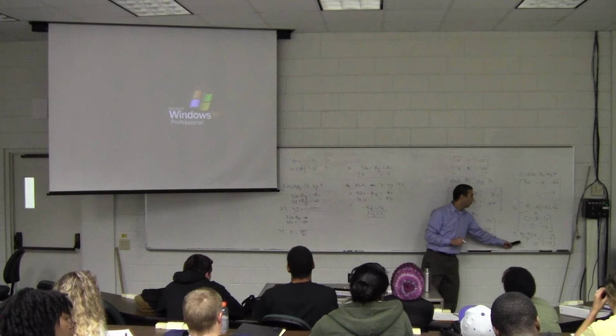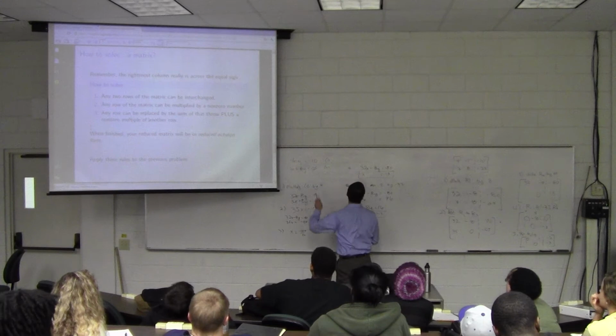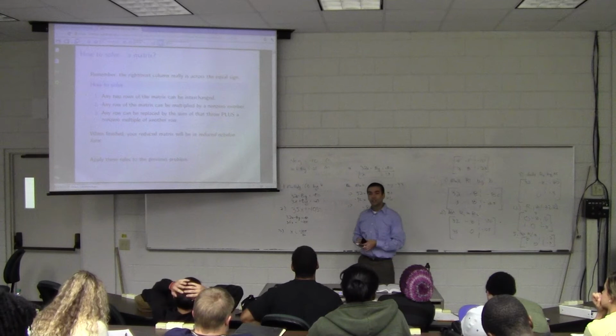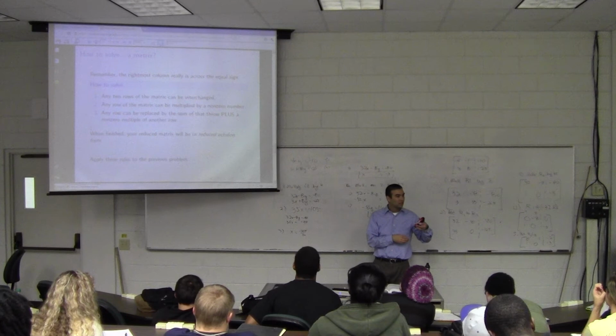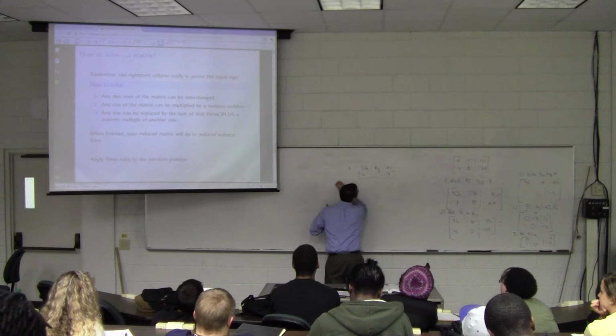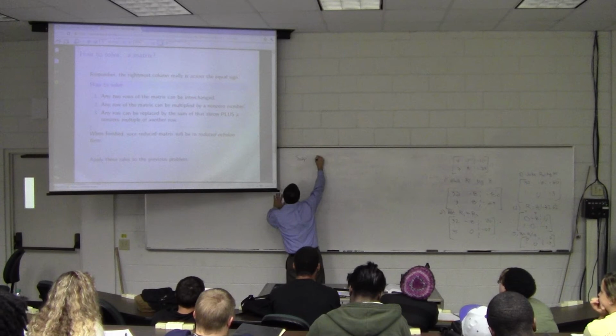So the only thing that we do is, what does equation number one say? Bullet number one says any two rows of the matrix can be interchanged. So does it change the system of equations if I just write one in front of the other? Change the order in which I wrote them? It's still the same system of equations, right? So the only thing that I would do differently on that is I'm going to swap row 1 and row 2.